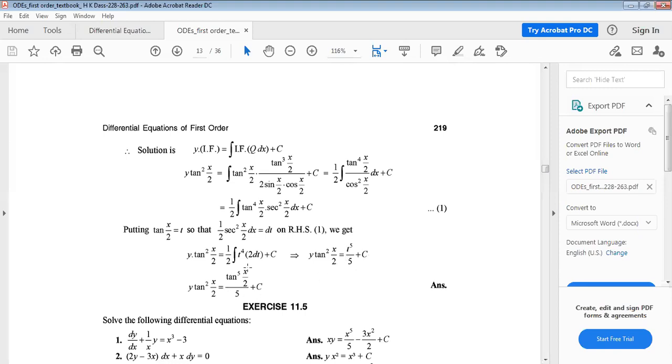Now putting the value of t from our substitution. So y 10 square x by 2 equals to 10 to the power 5 x by 2 divided by 5. This is actually the result of the first order differential equation.